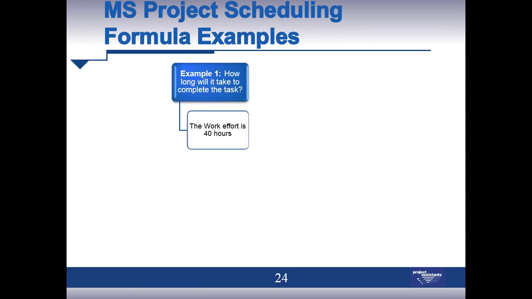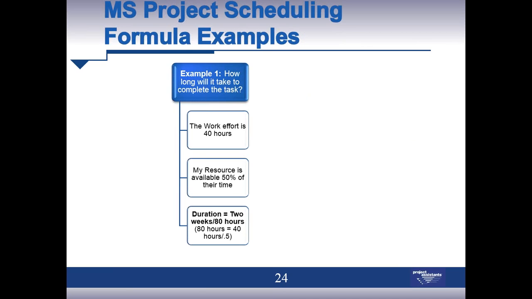Example 1, how long will it take to complete the task? The work effort is 40 hours. My resource is available 50% of the time. I take 40 divided by 0.5, and it's a 2-week duration, or an 80-hour duration.